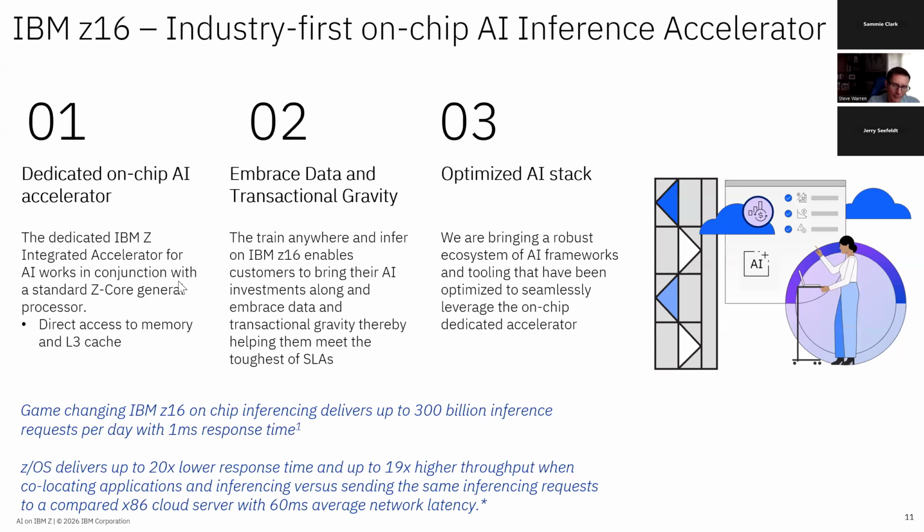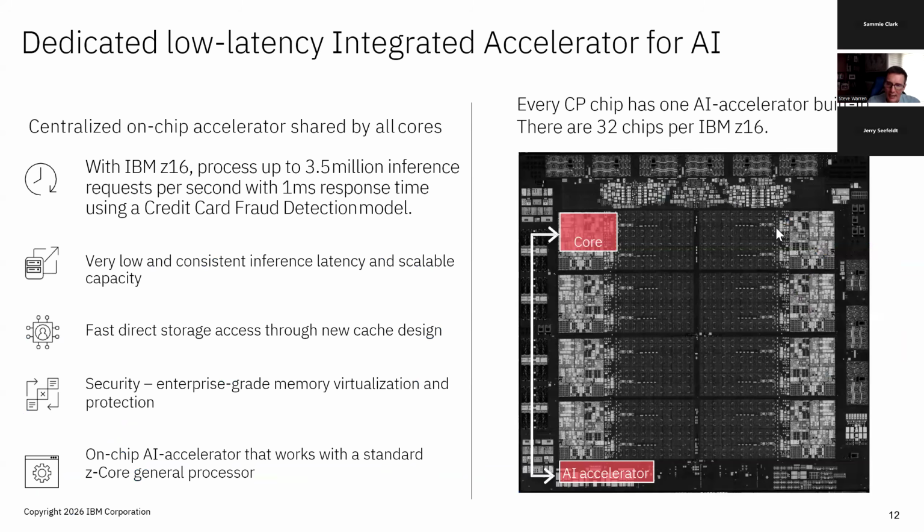I just want to show you how it actually looks on the X-ray of the silicon. If you see these square boxes here, these square boxes represent the cores that you're running. For example, they could be general purpose processors, they could be zIIP engines, they could also be IFLs if you're running in a LinuxONE. Down below, underneath this red, is a little piece of white real estate. That is the AI accelerator.